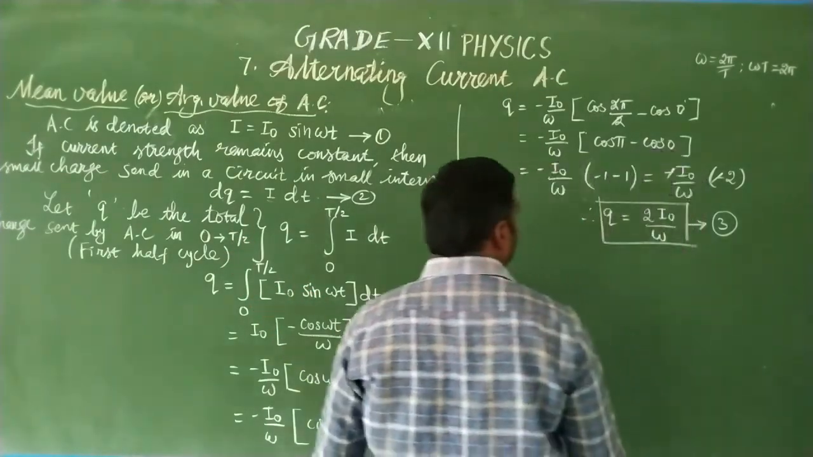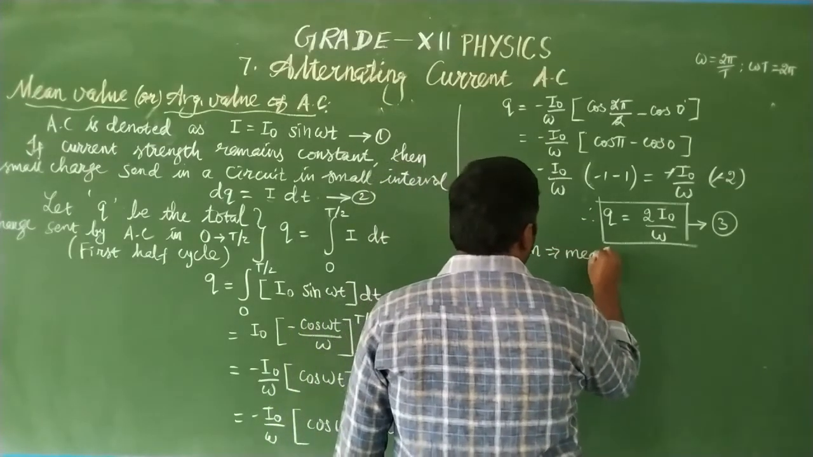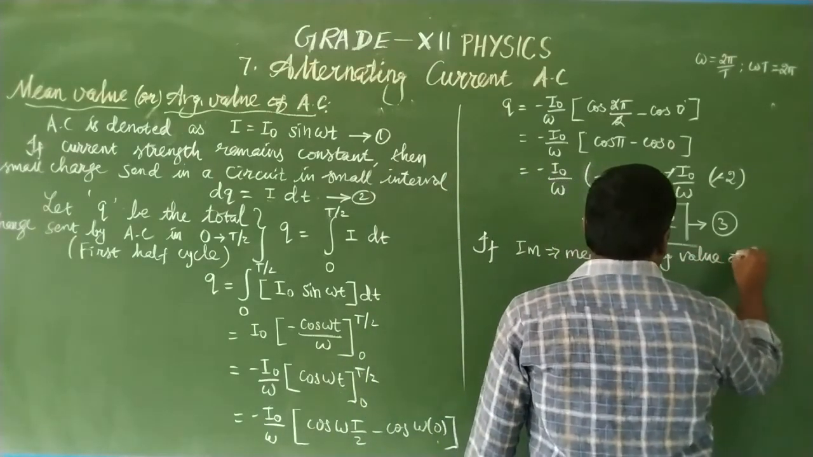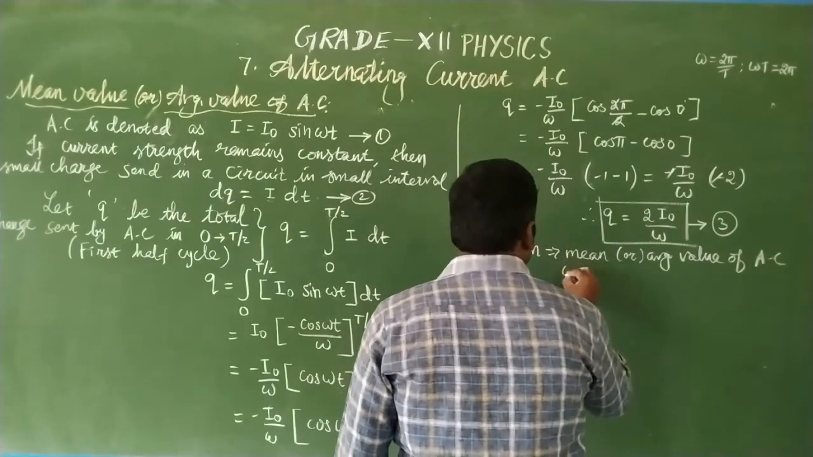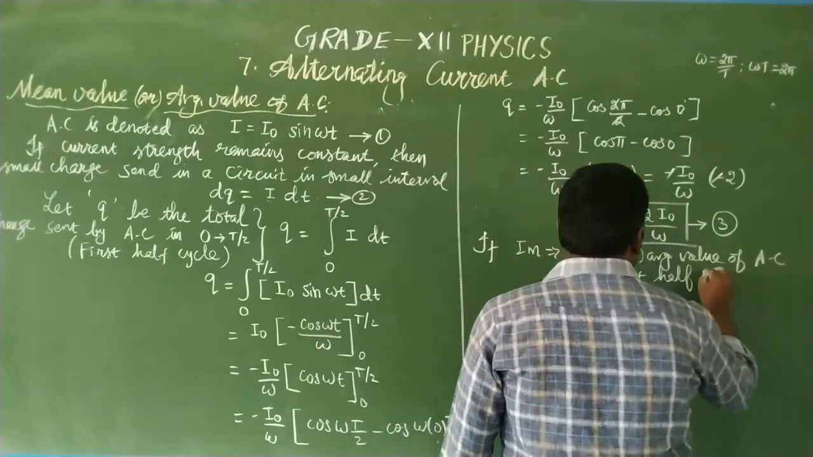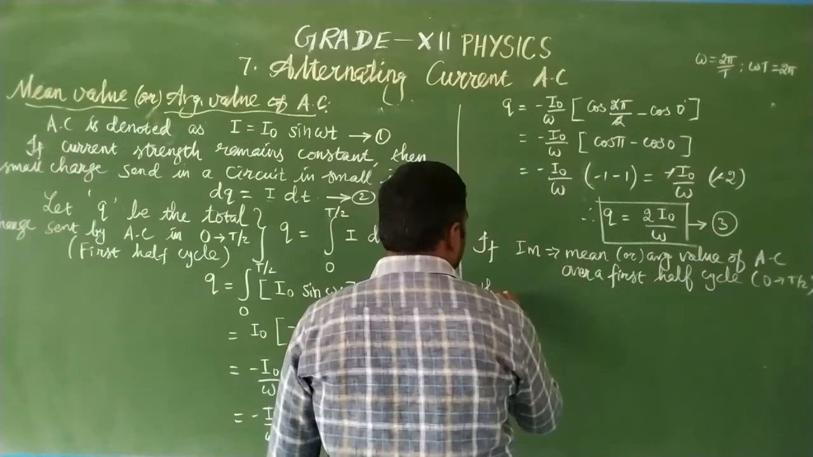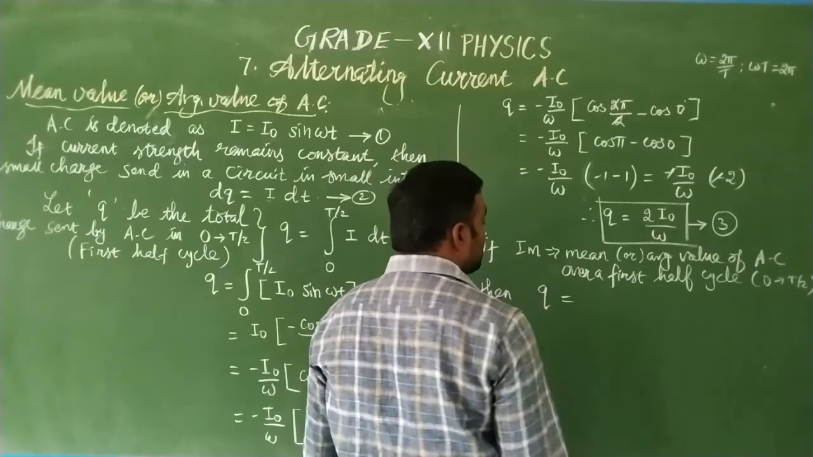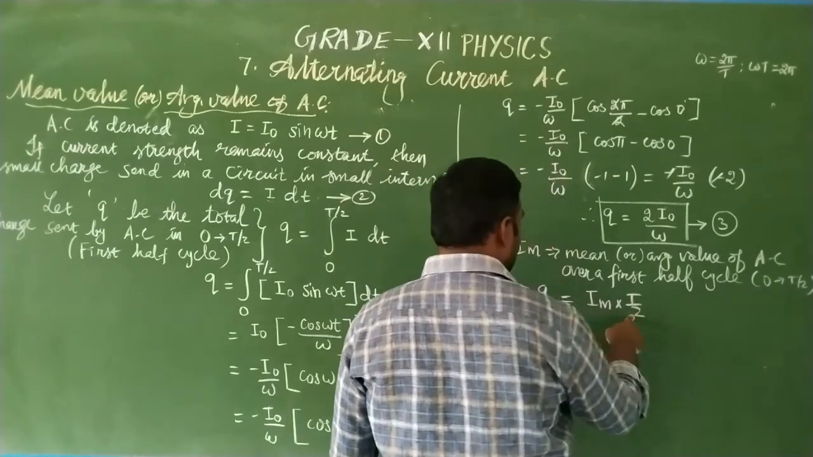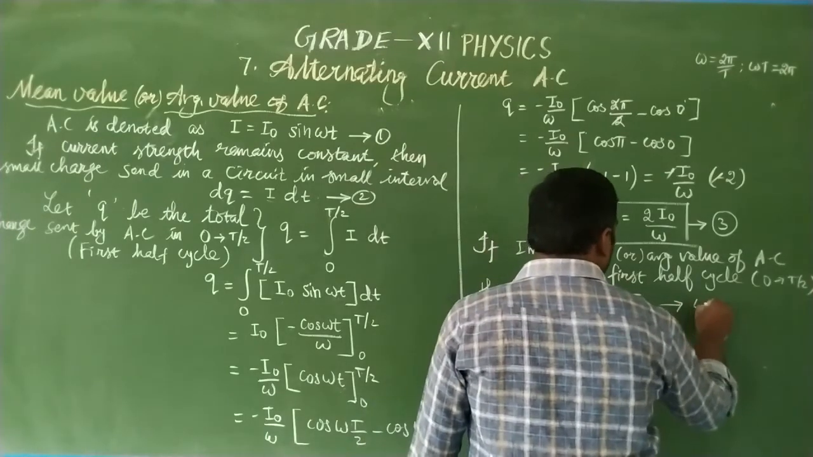Also, if Im is the mean or average value of AC over the first half cycle, what is the first half cycle? It is 0 to T by 2. Then the charge is denoted as Q is equal to Im into T by 2. In the first half cycle, Im is the mean or average value of the current. So this is equation number 4.